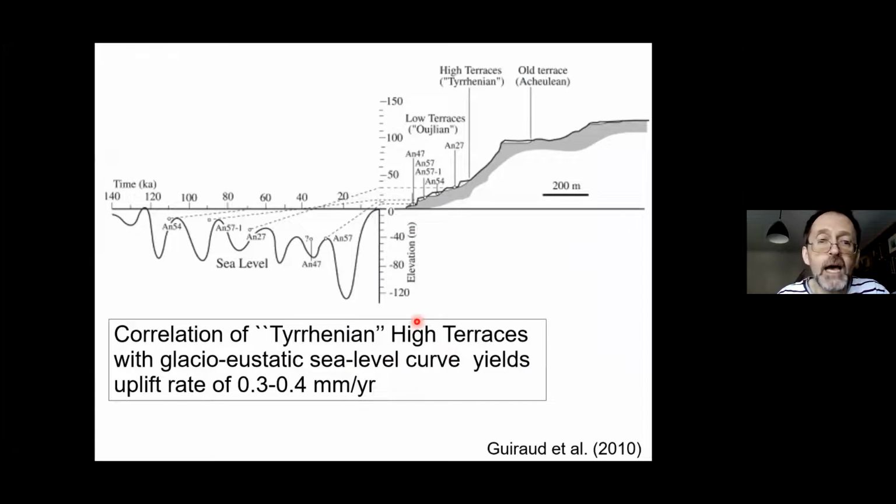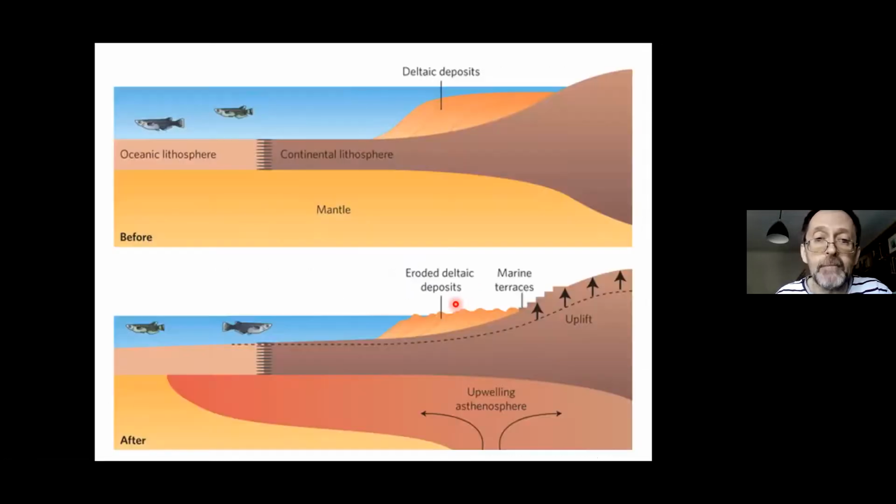And this flight of terraces talks to regional uplift of the margin. So Gouraud et al. correlated datable terraces on this margin with a series of high stands and still stands in sea level. And the rate of uplift of the margin is a rather heady 0.3 to 0.4 millimeters a year. This margin is going up very quickly indeed.